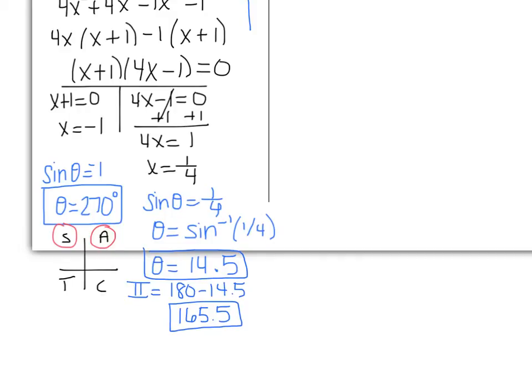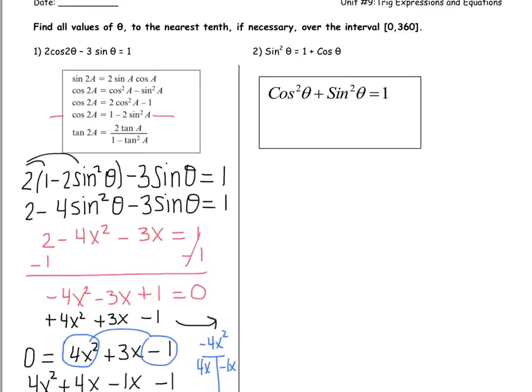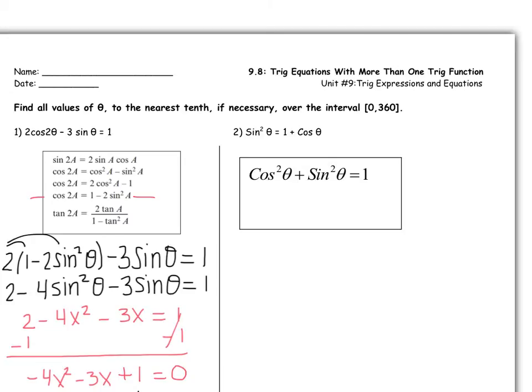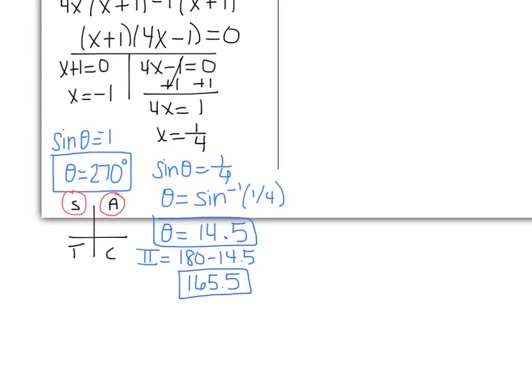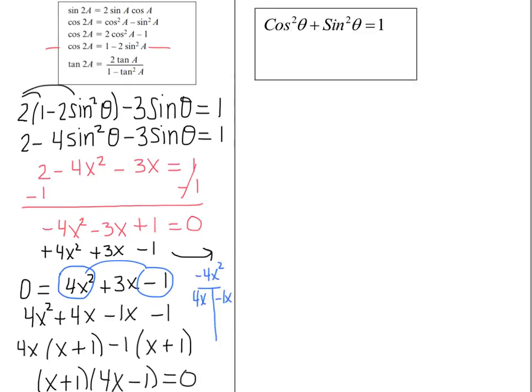Now let's go back up and check to see if we did it correctly within the interval. What does my interval say? Between 0 and 360? Okay, we're good. We can keep all of them. Therefore, this problem has 1, 2, 3 answers. Okay, let's try example number 2.